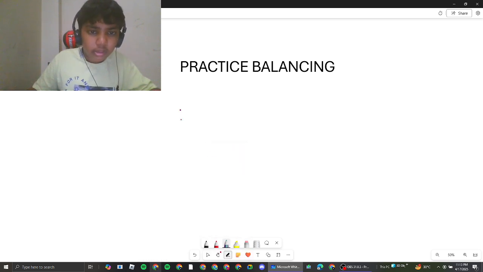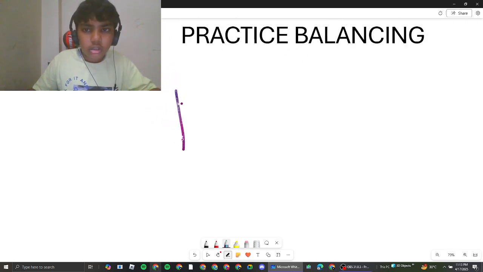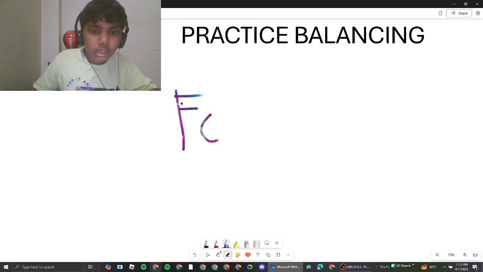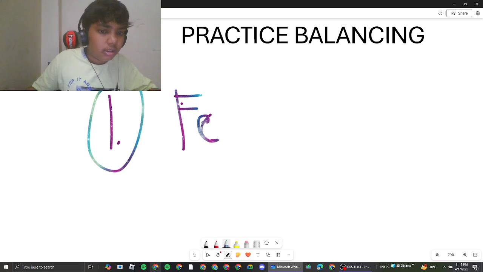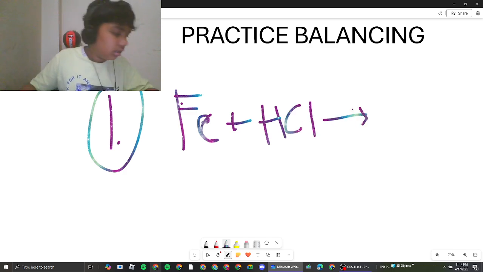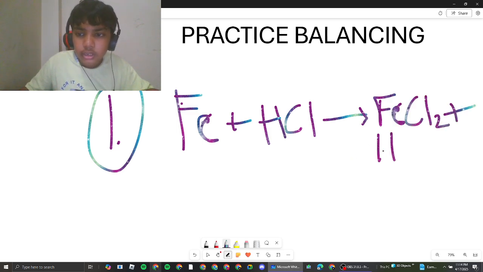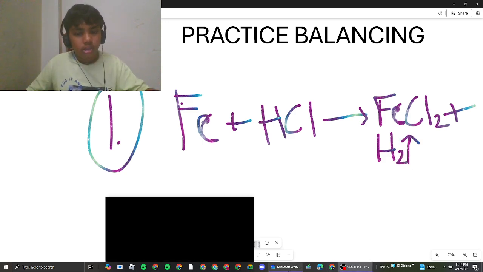Okay, so what we have here: Fe plus HCl gives FeCl2 plus hydrogen gas evolution. Remember, don't worry about the arrows much, unless you have to name it. But here we're just going to balance it.